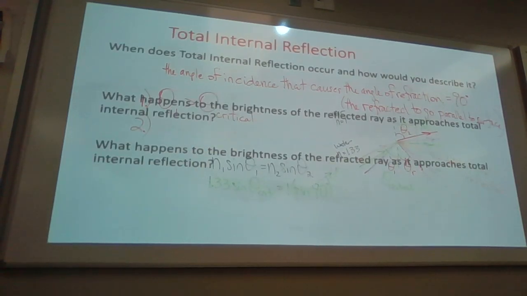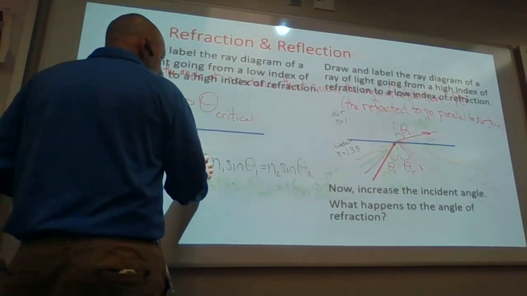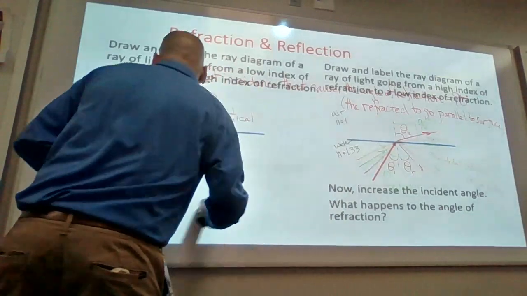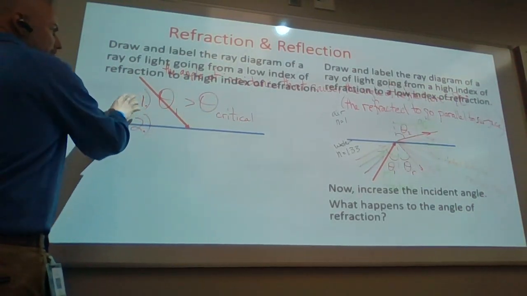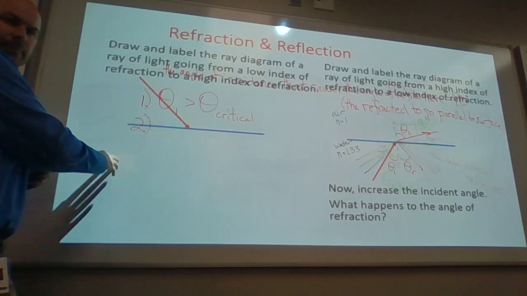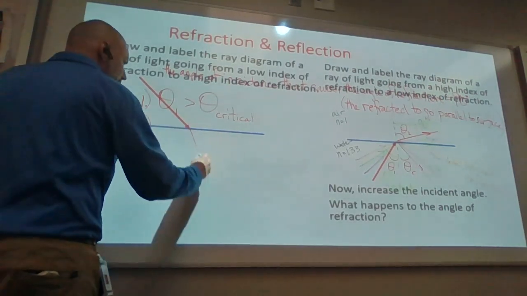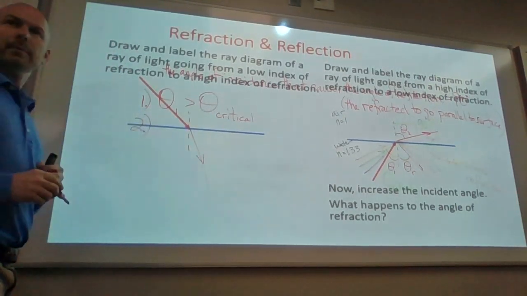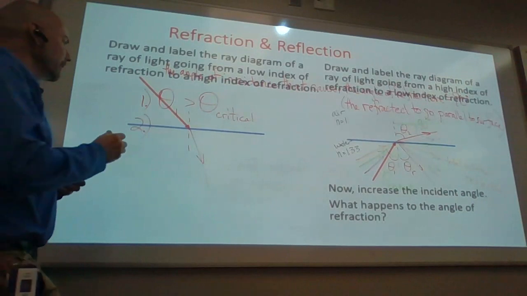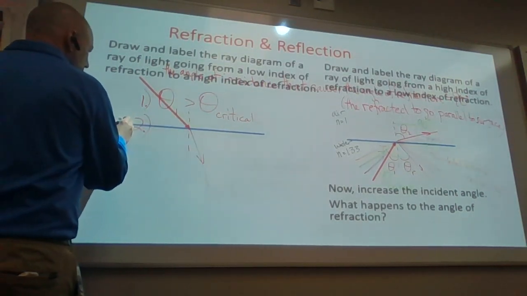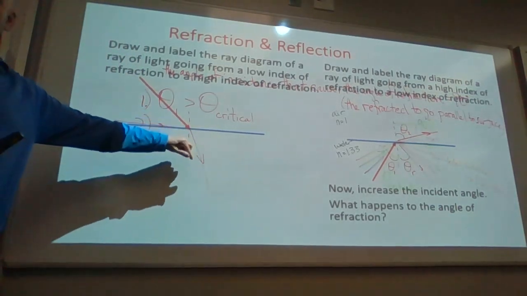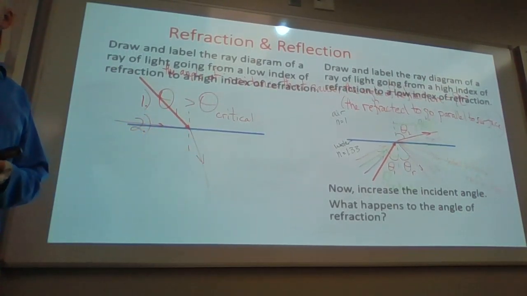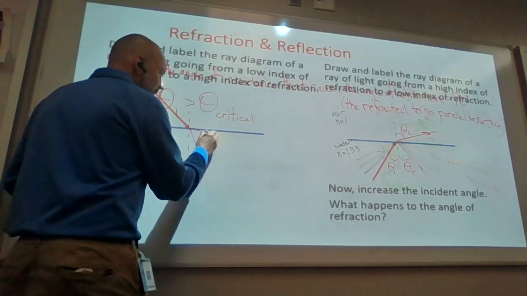The second condition is this. When light is going from, looking at this original thing, from air into water, you told me it bent towards the normal line. What would happen if we took this incident ray and just barely skimmed the surface of the water? When this goes into the water, is it going to bend away or towards the normal line? Towards the normal line. That means it's going to do something like this.